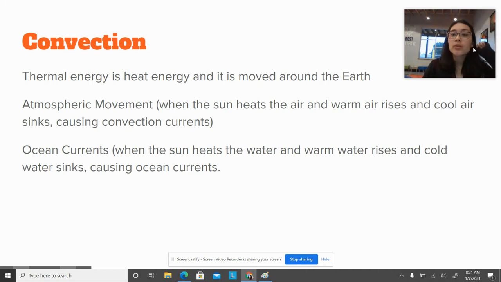When the sun heats the water, the warm air rises, or sorry, warm water rises, and the cold water sinks, which causes ocean currents. So the sun heats the water, and the warm water stays on top. But when it starts to cool, it sinks and gets cold again, and then it starts to warm and rises. So again, in the water, it's a cycle. Warm air rises, cold air sinks, and then it warms up again and rises again, and then it cools down and sinks. So those are called convection currents.